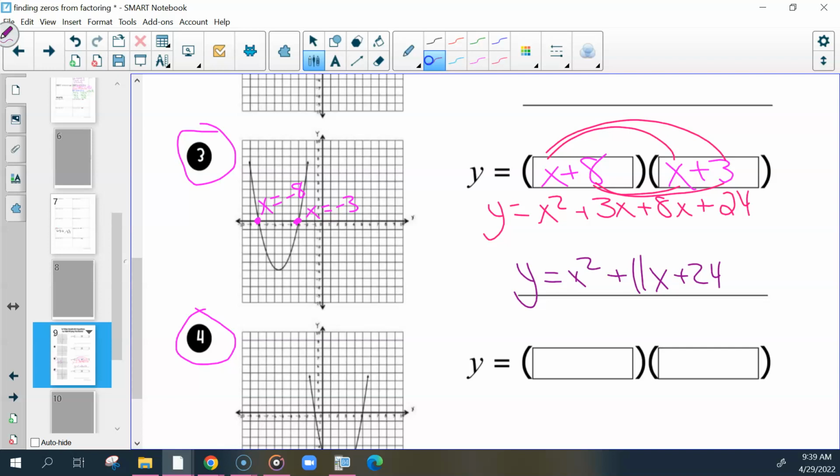If we took that equation and factored it, we would get these factors, and then solved it, you'd get these solutions. Everything's connected.